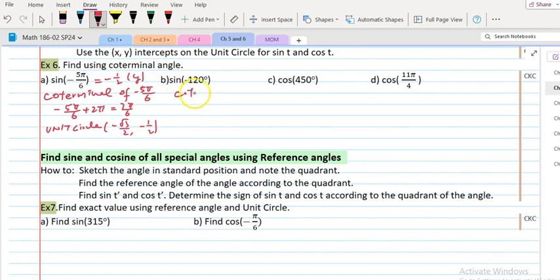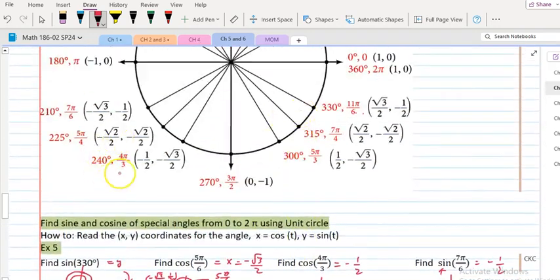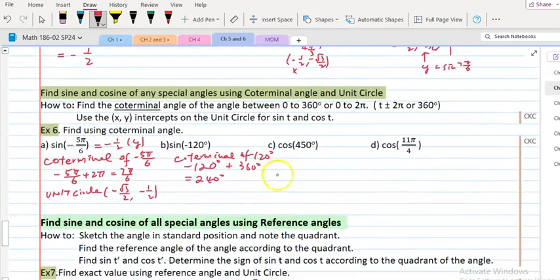Sine of negative 120. The coterminal angle of negative 120 is negative 120 plus 360, which equals 240. I look up 240 on the unit circle. It's here: the point is negative 1/2, negative root 3 over 2. They need sine, which is y, which is negative root 3 over 2. That's the output.